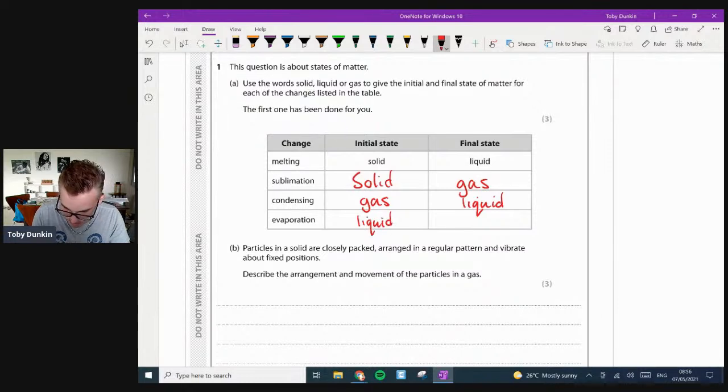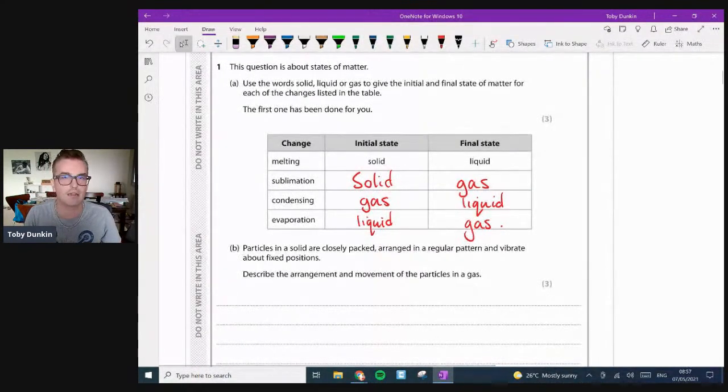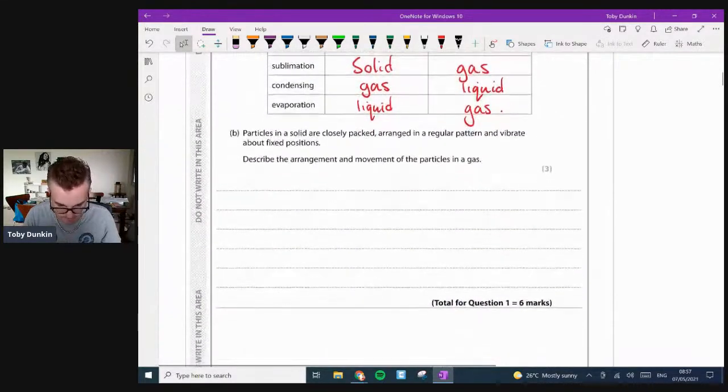Can I just point out that one irritates me? Because if you look at the state changes, if you've got a liquid and you turn it into a gas, well, that's not evaporation, that's boiling. There is a distinct difference between evaporation and boiling. Boiling is technically the temperature at which all the particles have sufficient energy to turn into a gas. Evaporation occurs at various temperatures. So I'm not a big fan of Edexcel using that, but very common.